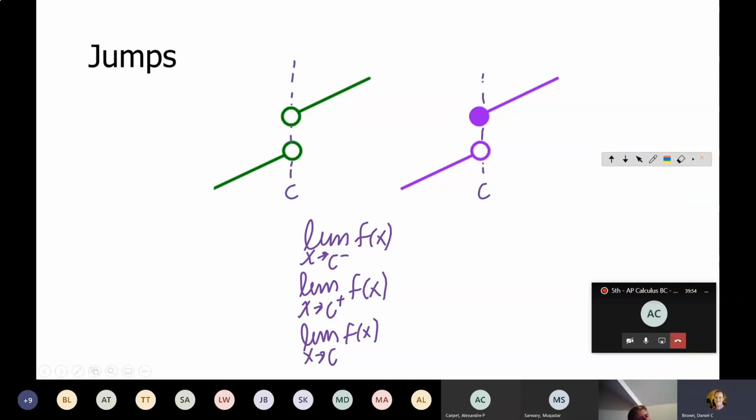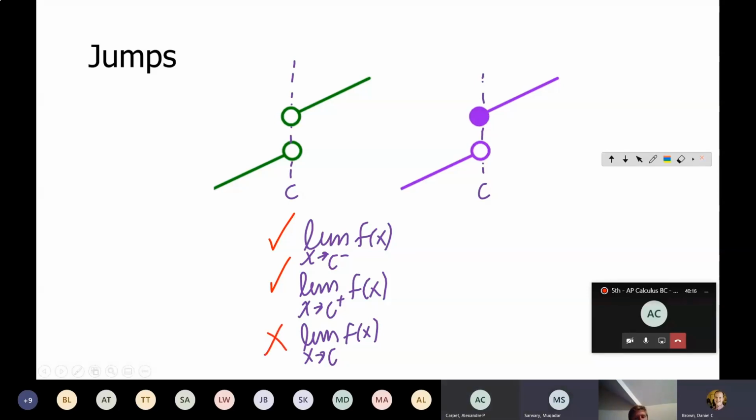So the green one, does it have a limit coming in from the left-hand side? Yes. The circle doesn't matter. Likewise, coming in from the right, it also has a limit. Would the limit overall exist? No. The left and the right don't match up.